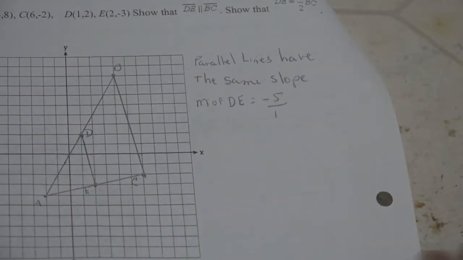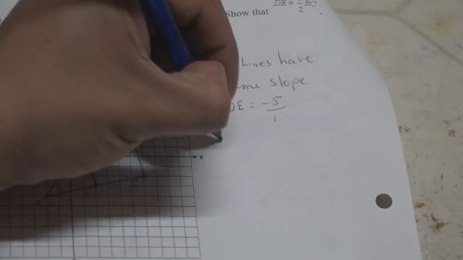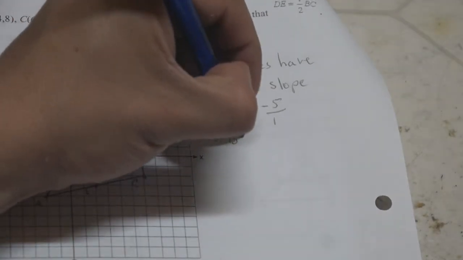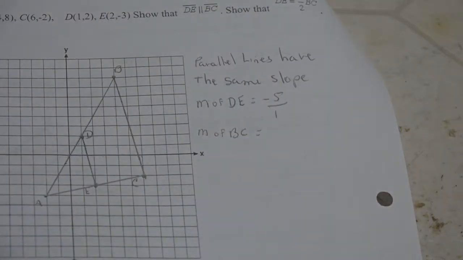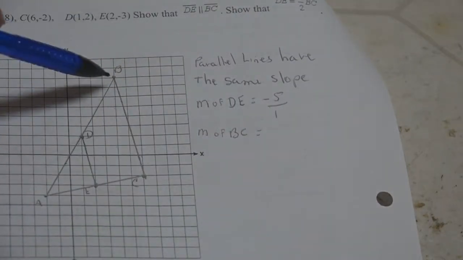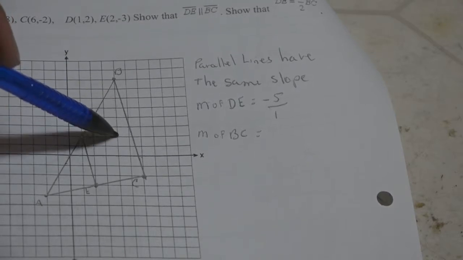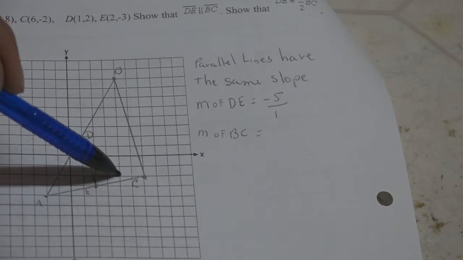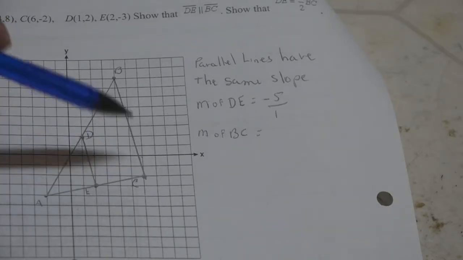Now let us calculate the slope of BC. So I'm going to write already the slope of BC equals, and now we are going to calculate it. Let's see how many down. 1, 2, 3, 4, 5, 6, 7, 8, 9, 10 down, and 1, 2 over to the right.